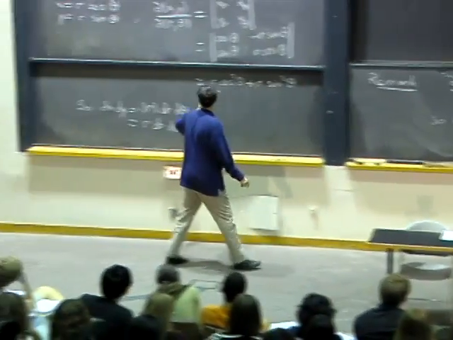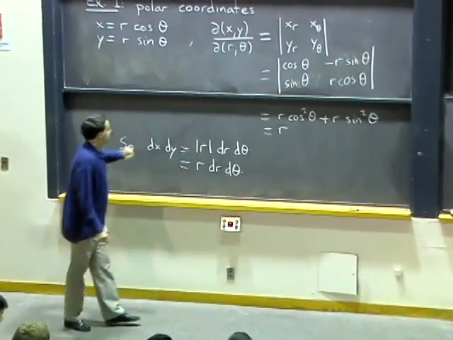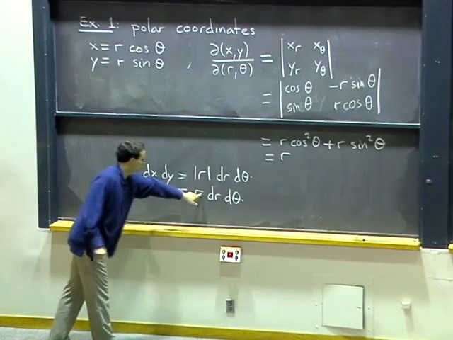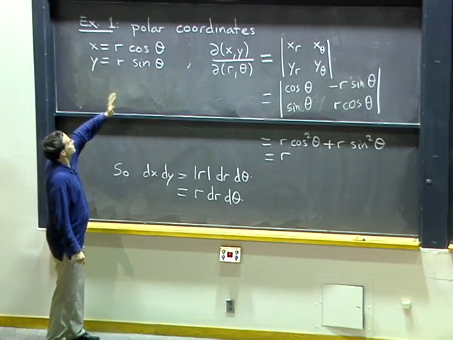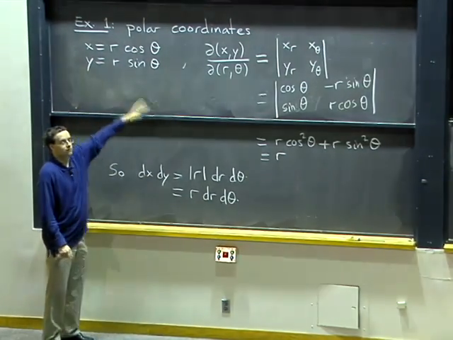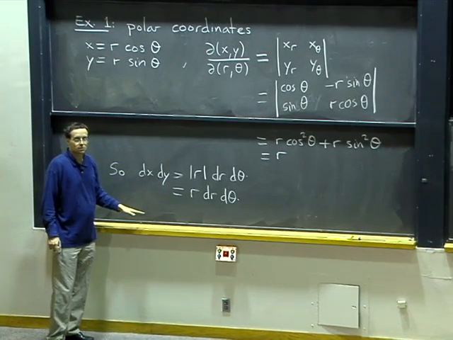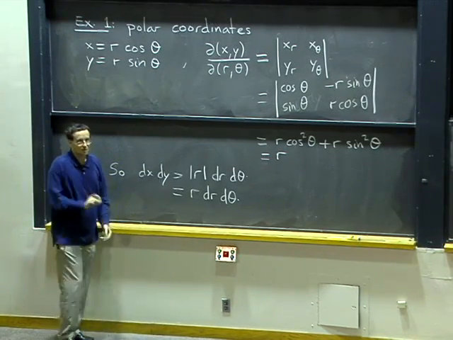So here, if you wanted dr d theta in terms of dx dy, it's easier to do this and then move the r over there than to first solve for r and theta as functions of x and y and then do the entire thing again. But you can do it if you want. It works.